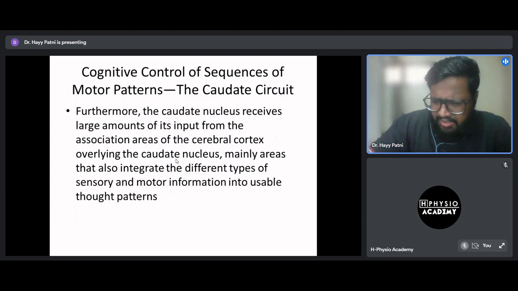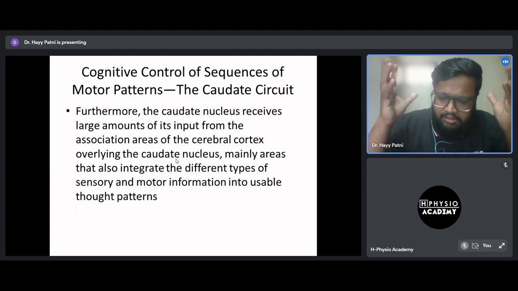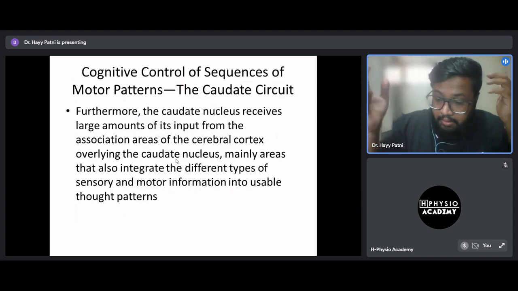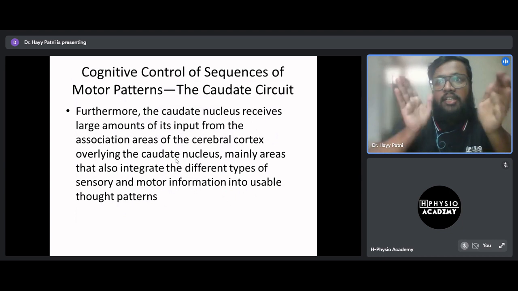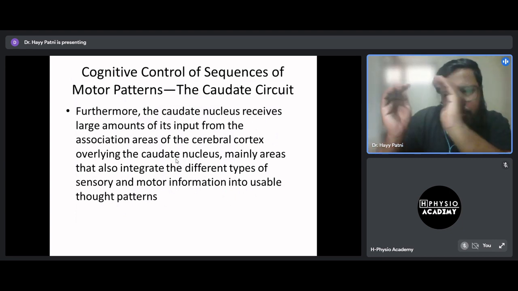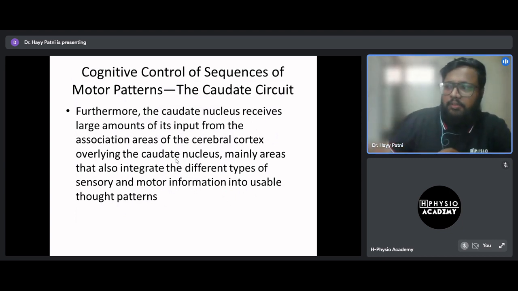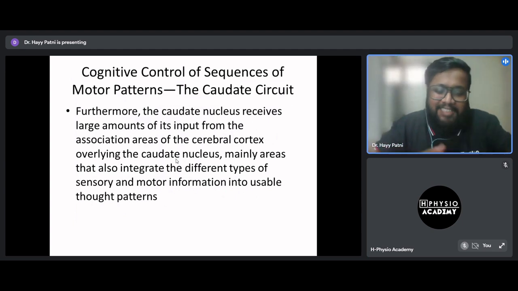Furthermore, we have to understand how the caudate nucleus receives a large amount of input. Again, as I just said, the reason for the C shape is that it has to get as much information as possible about the space and environment, and the perception of that space, to initiate a cognitively controlled motor pattern. Picking up a bottle is a relatively easy example. We'll be moving to a very complex example later as well.